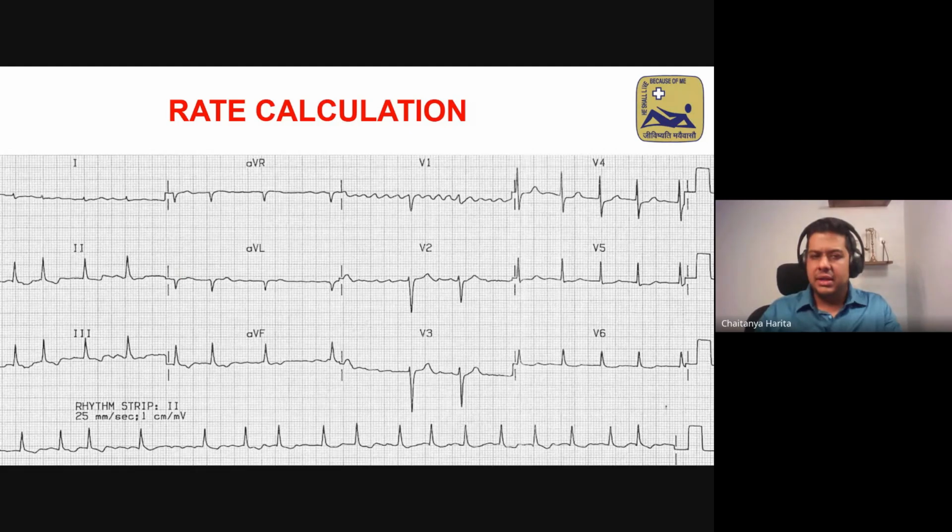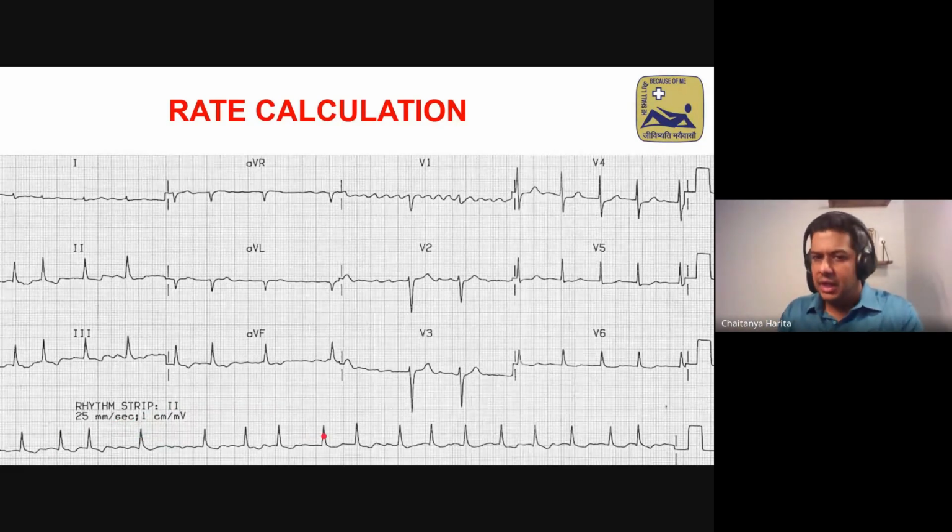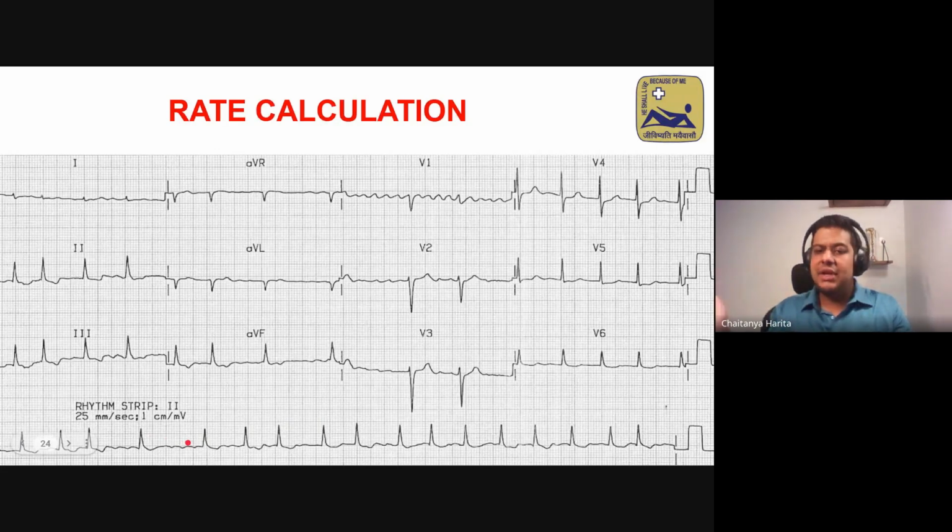Heart rate is irregular. Can all of you see how irregular the heart rate is? This is a rhythm strip of lead 2. If you look at the bottom, the RR interval is so different. If you calculate the RR interval between these two, and between these two, and between these two, all three will give a different heart rate. So it is very difficult to calculate.